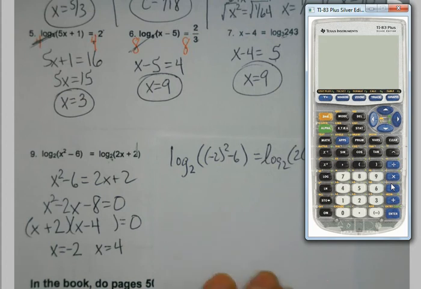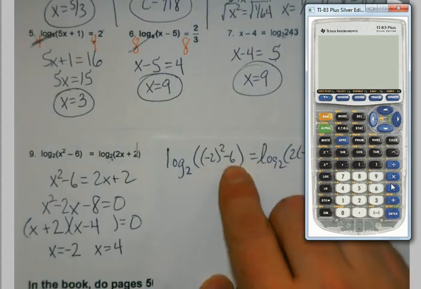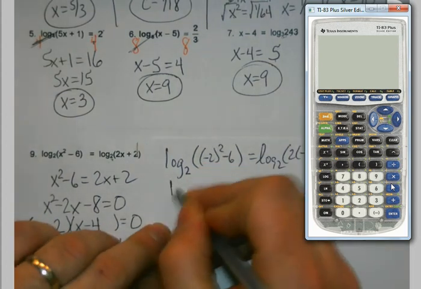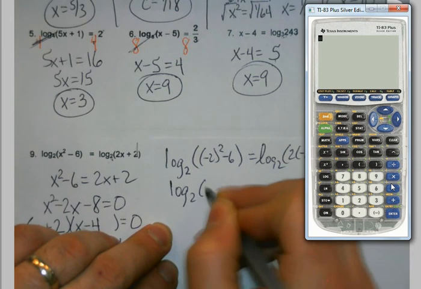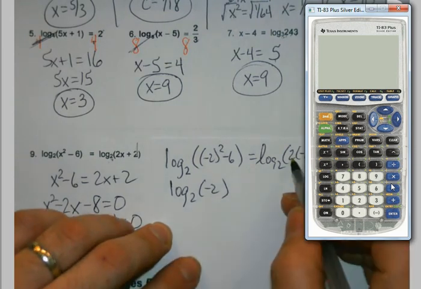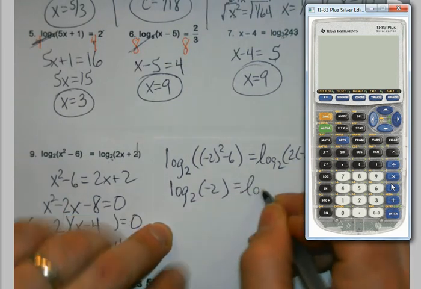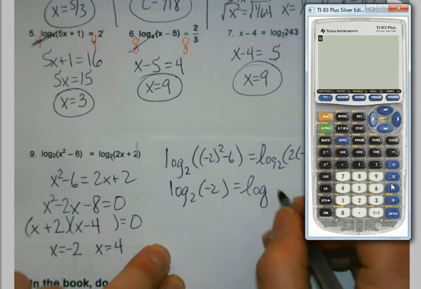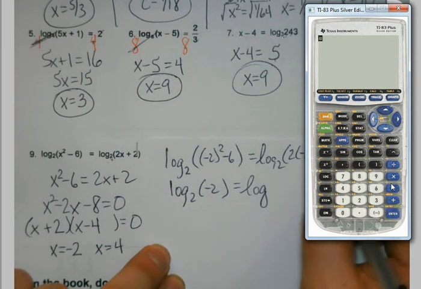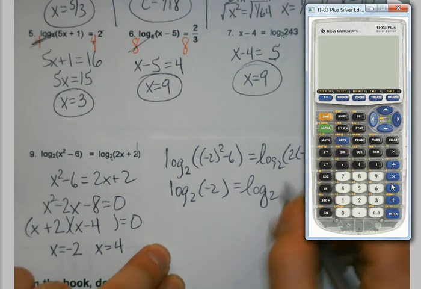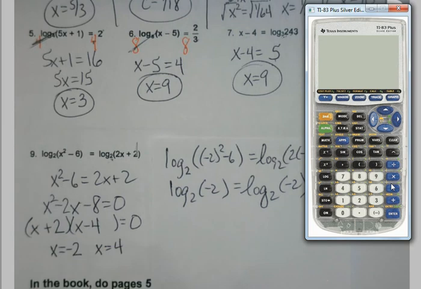So negative 2 quantity squared would be 4. 4 minus 6 is negative 2. So I'm like, okay, log base 2, negative 2. And then here, oops, if I learned how to copy correctly. You're like, oh, okay, I feel better about this. I actually can see that the two sides are equal.